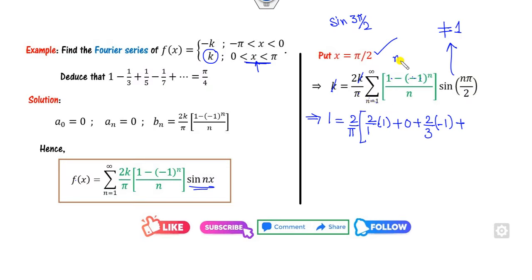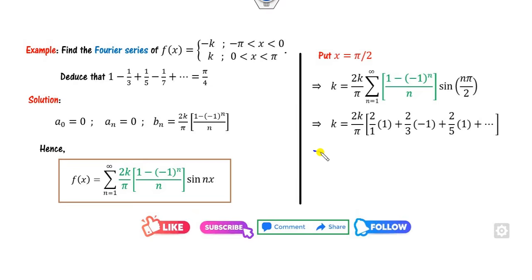When n is equal to 4, this number will be my 0. When n is equal to 5, this is my 2 over 5. This number is sine 5 pi by 2. 5 pi by 2 you can write as 2 pi plus pi by 2. That is my 1. And so on. Fine. So you can see second term will be 0. Fourth term will be 0.